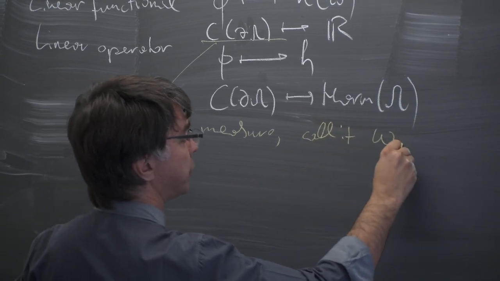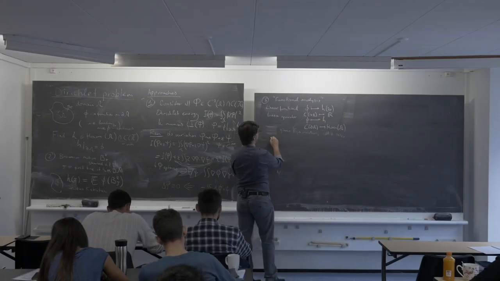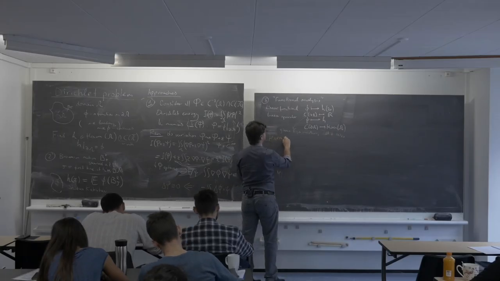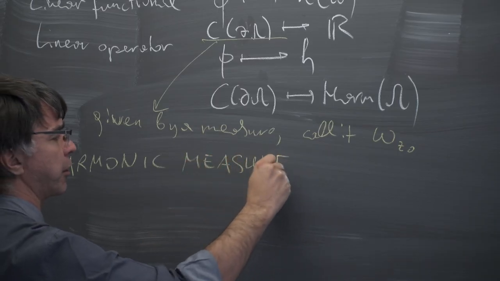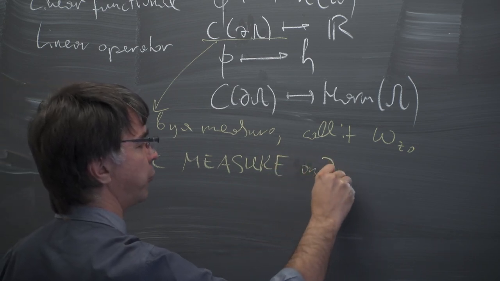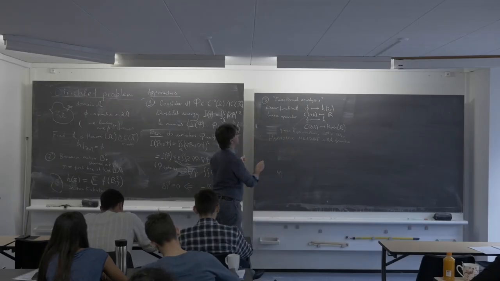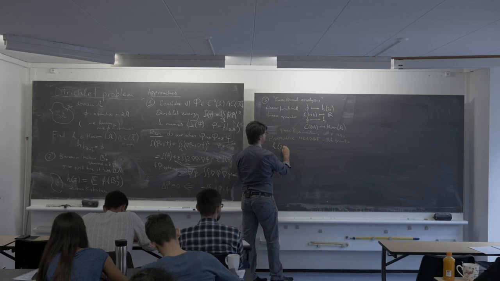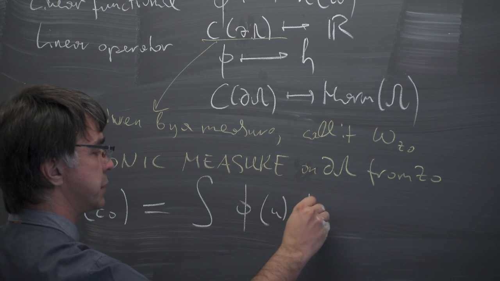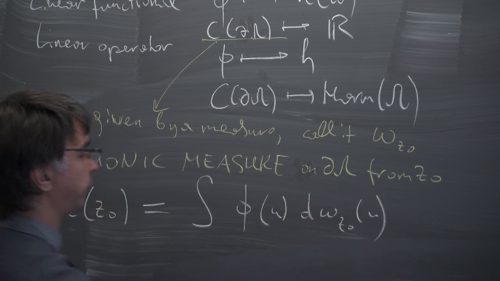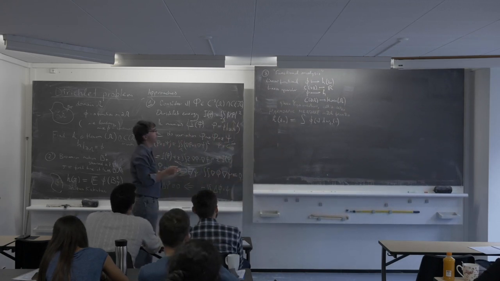Let's call it omega with index z zero. So it's called a harmonic measure on boundary of omega viewed from z0. So it's basically h of z0 is equal to integral of phi of u d omega z0 of u. So this is definition of harmonic measure.